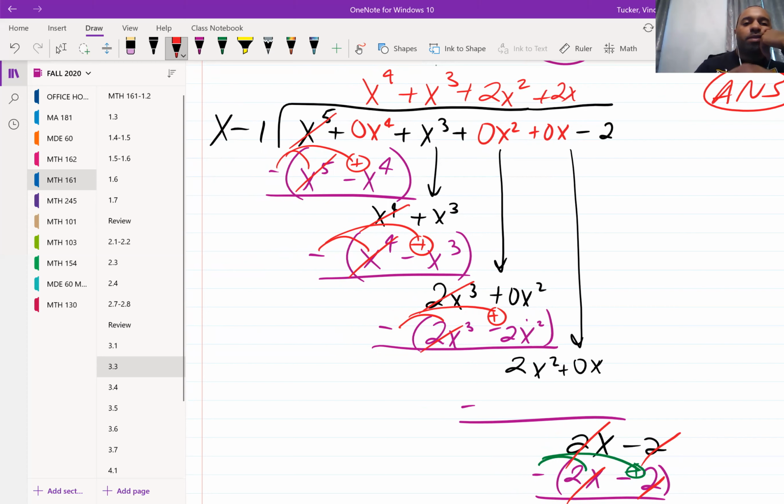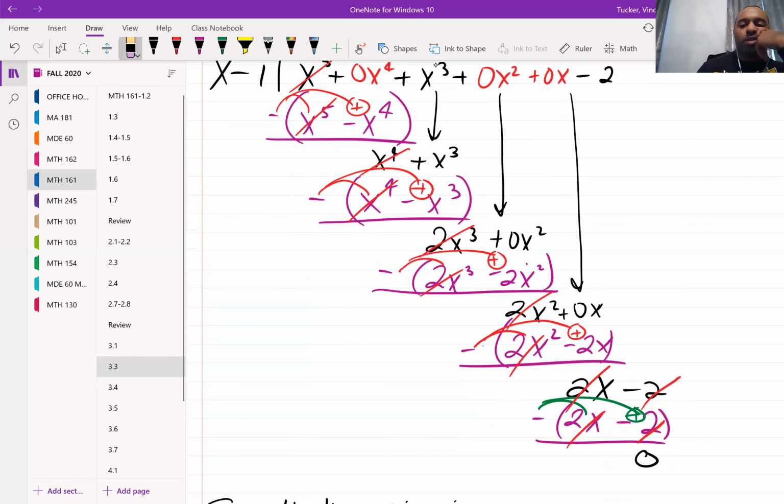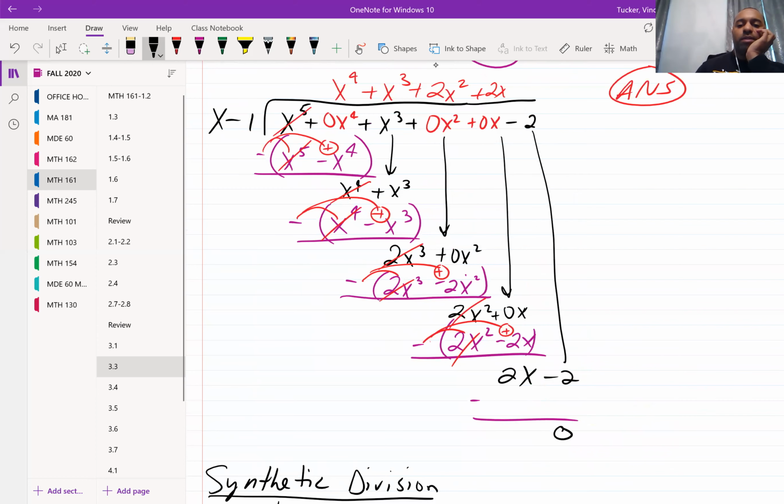2x times x is 2x squared. 2x times negative 1 is negative 2x. Once again, distribute the negative. These cancel. I didn't erase this one. All right, so we have 2x, bring down the negative 2, so that's 2x minus 2.